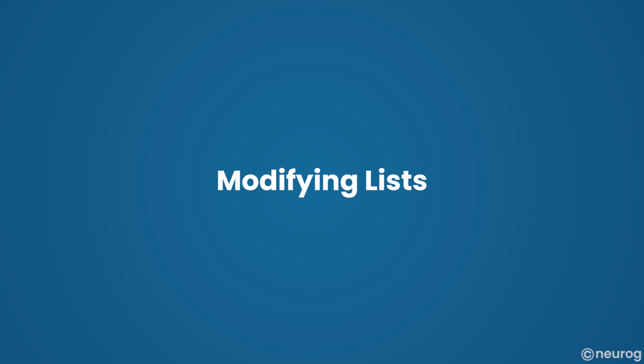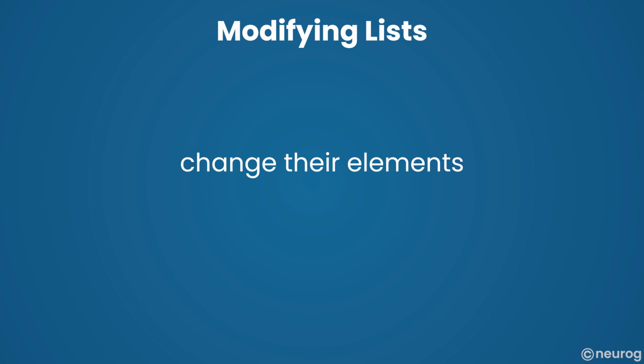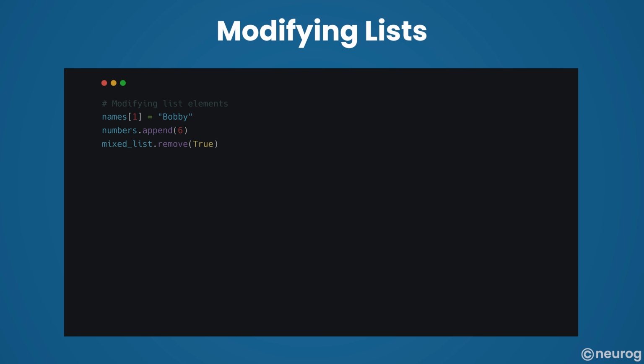Lists are mutable, which means you can change their elements after creating them. So let's modify a list. In this code, we change a name in the names list, add a number to the numbers list, and remove true from the mixed list.